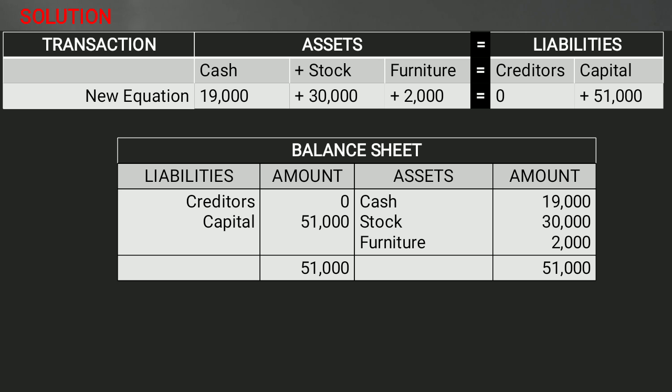So the final equation is cash plus stock plus furniture is equal to creditors plus capital. But we have the main equation, that is asset is equal to liabilities plus capital. So we have to put values accordingly. The sum of assets, that is 51,000, is equal to liabilities, that is 0, plus capital, that is 51,000. So here we can easily check all the assets are equal to the total of liabilities.